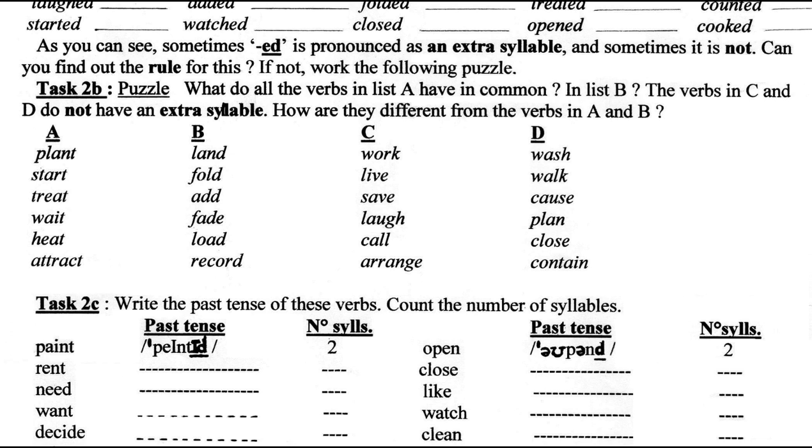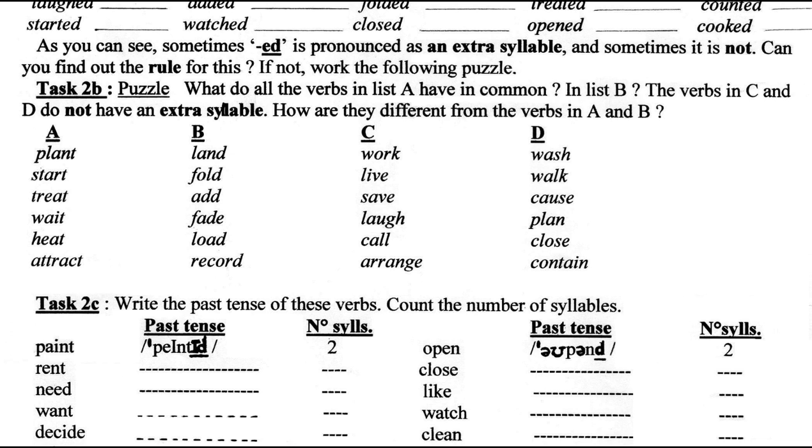List D: wash, walk, cause, plan, close, contain. Great. So we said that the verbs in list C and D differ from the verbs in A and B in that they don't have an extra syllable when they are in the past. I think you could have deduced the rule.